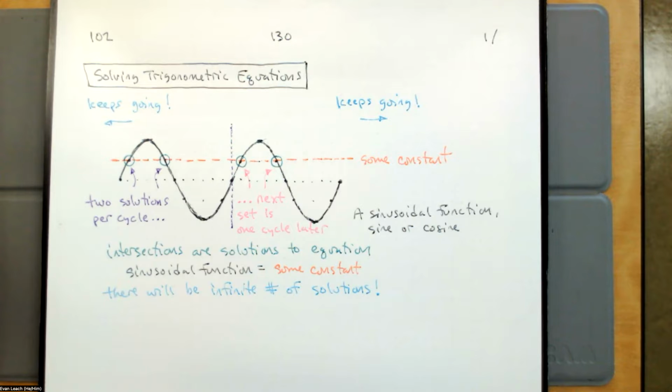And so here's what we want to observe. In any one cycle, we're going to find 2 solutions. So I've highlighted that first cycle that I've drawn, and we see 2 solutions in that one cycle. The next set of solutions is exactly 1 cycle later. So once we figure out what's going on in one cycle, all we have to do is add multiples of the period to find out what's going on in the next cycle and the next cycle after that. So we're going to focus on finding those 2 solutions in one cycle.